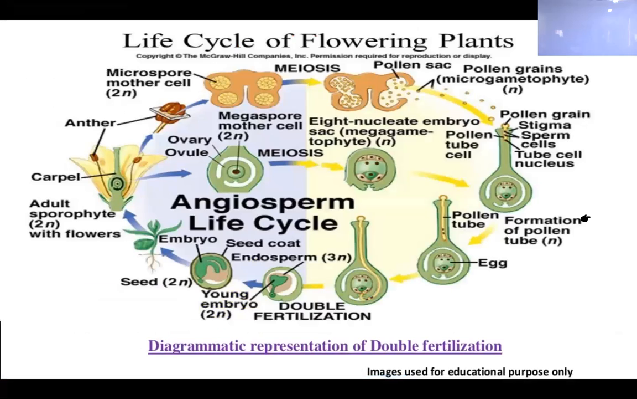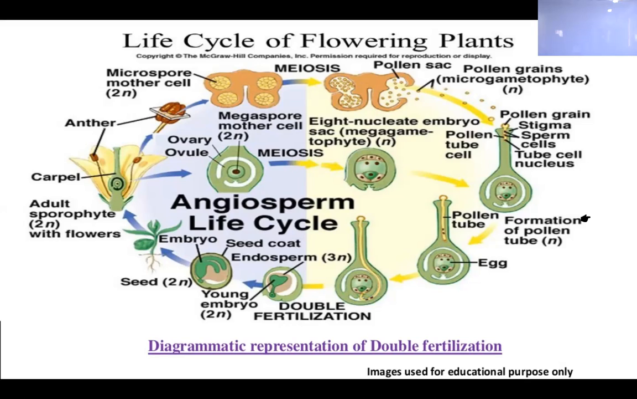Life cycle of flowering plants. Let me see if it is given in your syllabus: diagrammatic representation of double fertilization. You just go through this, Sejal, because we have already discussed. The triploid primary endosperm nucleus repeatedly divides mitotically to form a nutritive tissue. We call it endosperm. In post-fertilization changes within the ovule, embryo and endosperm are seen to develop simultaneously.